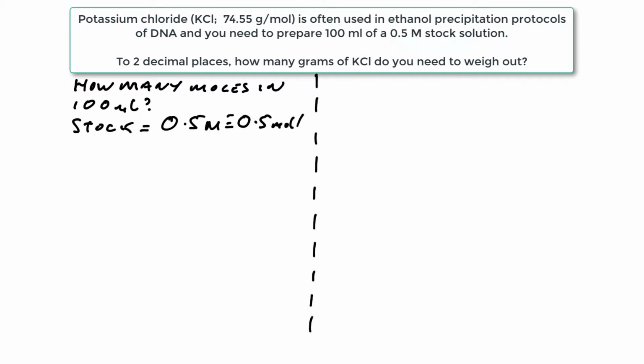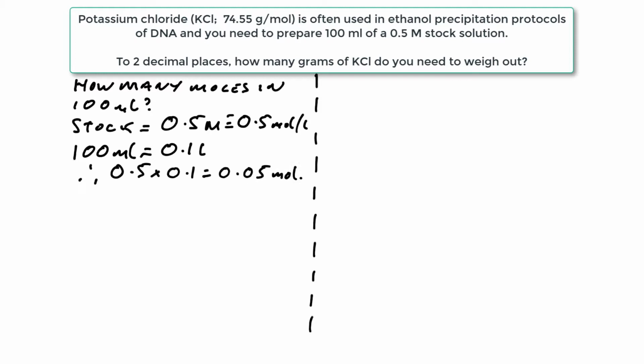in a litre. Now we need to make up 100 mils, and 100 mils is equivalent to 0.1 of a litre. Remember, there are 1000 mils in 1 litre. Therefore, our 100 mils is 0.1 litres. So to work out the number of moles present, we just take the stock concentration, which is 0.5, multiply it by the volume, which is 0.1, and that gives us a value of 0.05 moles. Now we need to answer the question, how many grams of potassium chloride is equivalent to 0.05 moles?